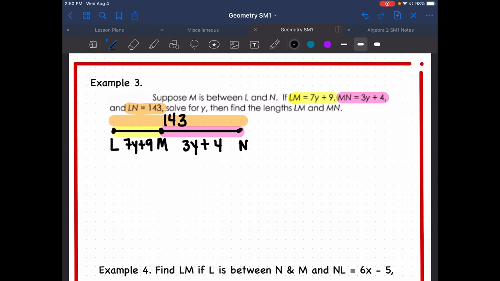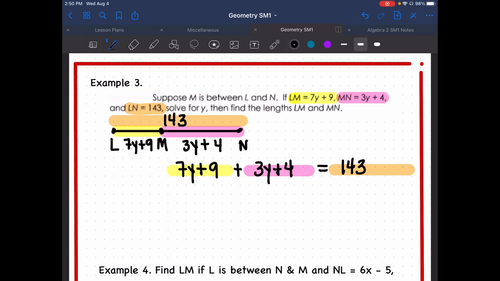Take a look at this, ladies and gentlemen. If I use the color, all I have to do is go back and say the yellow plus the pink equals the orange. That's it. The yellow plus the pink equals the orange, and I have done the segment addition postulate. Let's go ahead and plug in our stuff. I didn't need so much orange, but there we go.